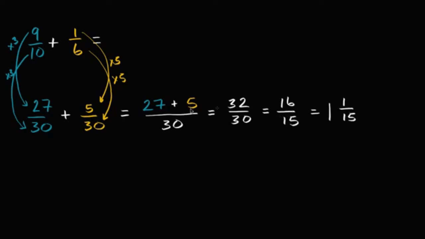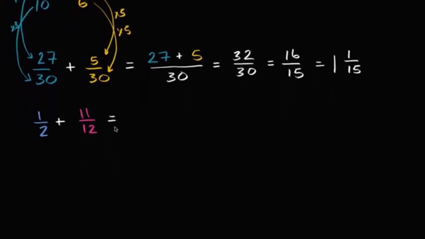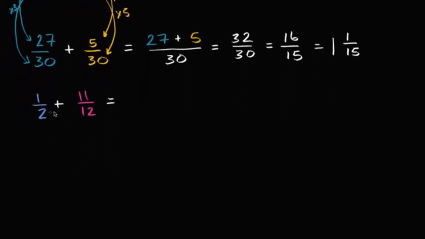Let's do another example. Let's say that we wanted to add 1/2 to 11 over 12. And I encourage you to pause the video and see if you can work this out. Well, like we saw before, we want to find a common denominator. If these had the same denominator, we could just add them immediately.